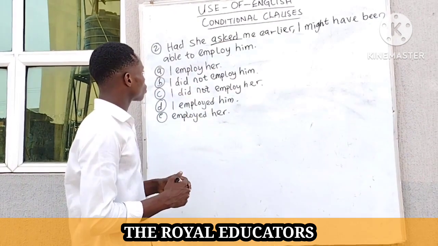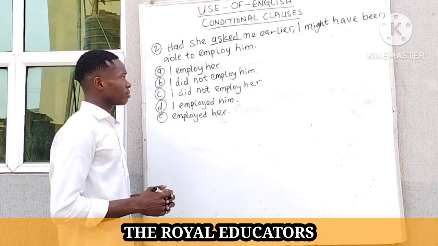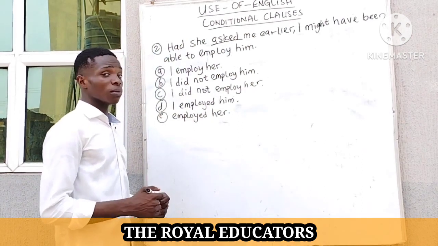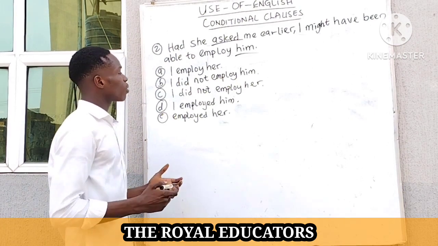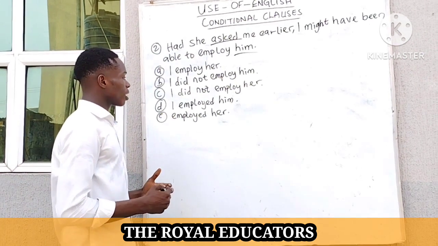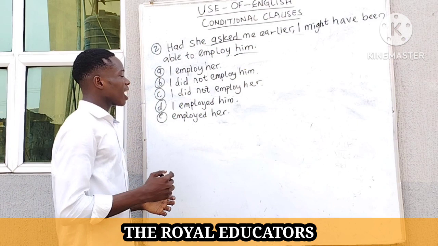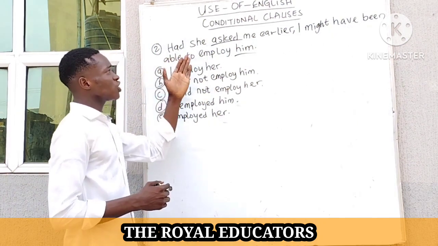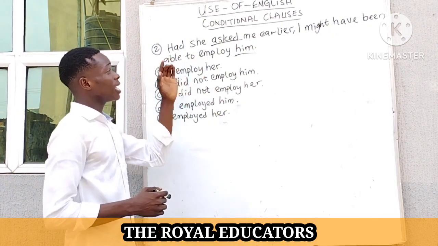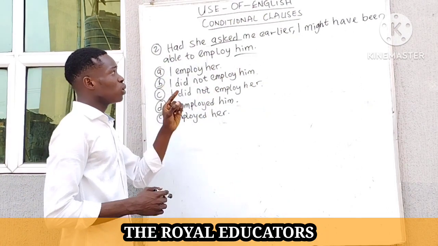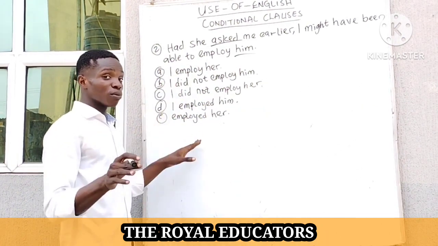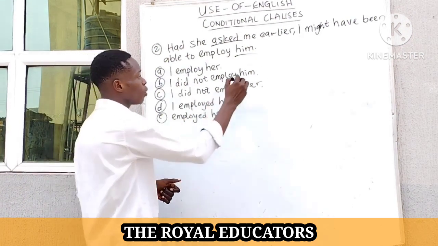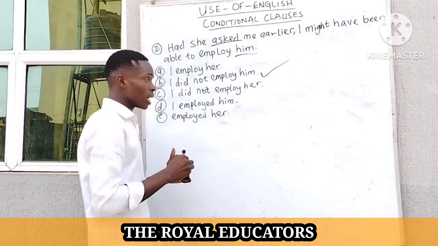Had she asked me earlier, I might have been able to employ him. Now, you have in the options, A, I employed her. And what are we talking about here? Him. I employed her. I did not employ him. I did not employ her. I employed him. Look at the question again. Had she asked me earlier, I might have been able to employ him. So, because she didn't ask me earlier, I am not able to employ. Definitely, I did not employ him, and we have this as the correct one.